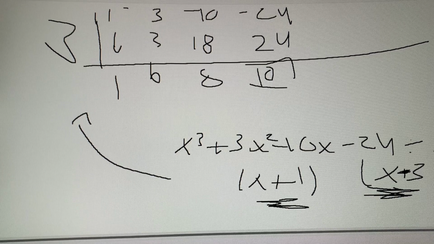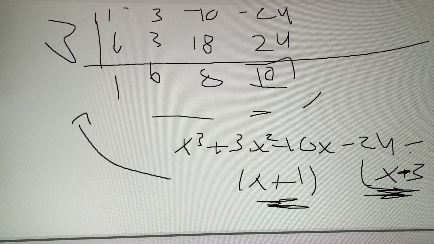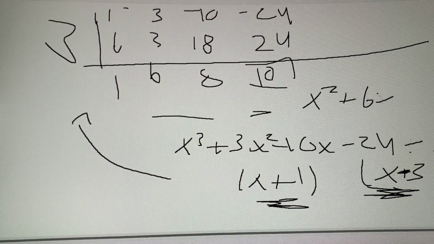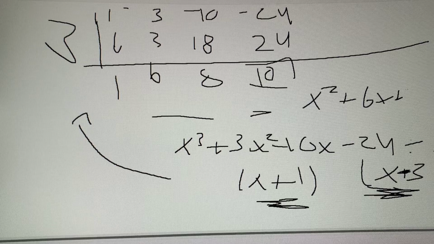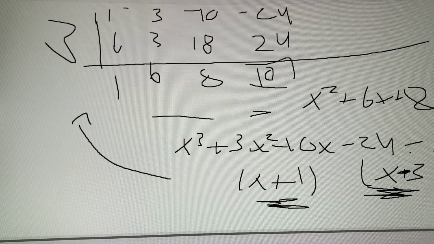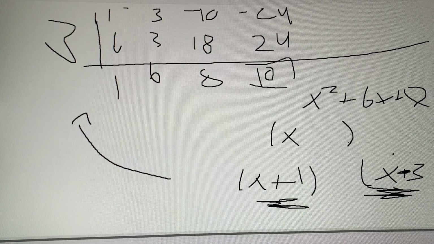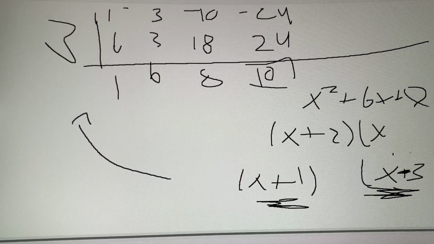We can then go a little bit further and write this out again as x squared plus 6x plus 8. Once you factor it, you're going to get an answer of x plus 2 and x plus 4.